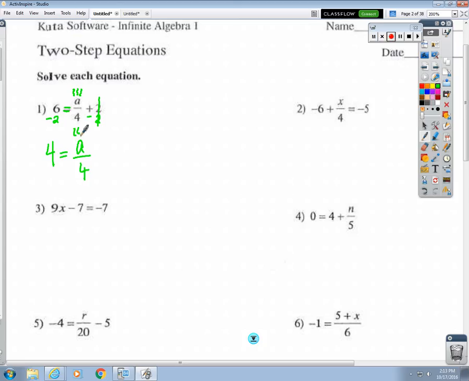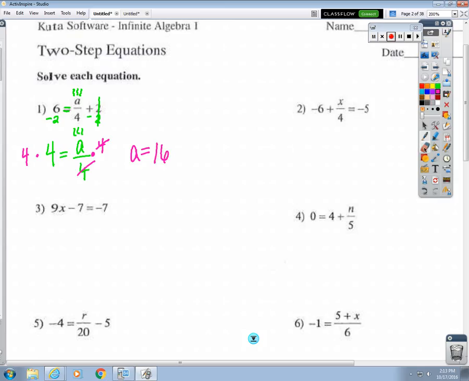Now Stinky A is being divided by 4, so how can you get 4 away from it? Multiply. The opposite of division is multiplication. So multiply. Over here they cancel out because isn't 4 over 4 1? So that leaves 1A, which you don't have to write, equals what? 16.